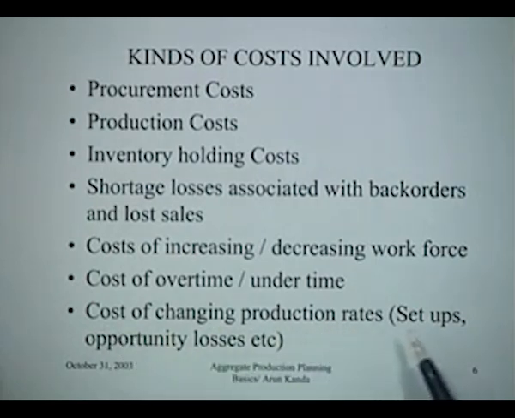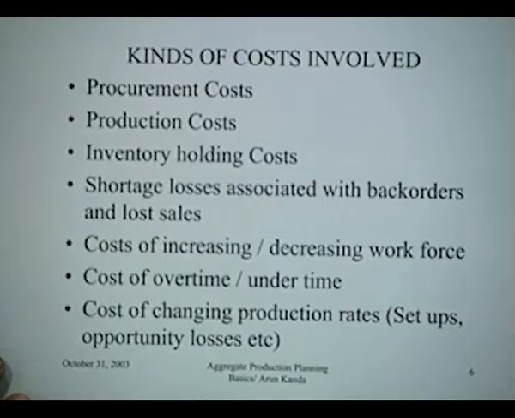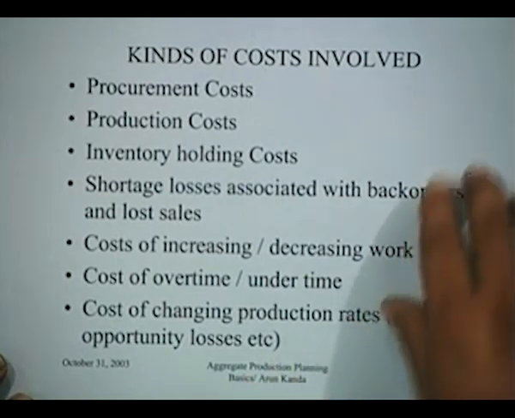What can happen is that there could be setups, there could be opportunity losses, etc., and these are the costs of changing the production rate. For instance, if you are producing at a certain level in the month of January and you decide to change the production rate in February, it would either mean that you have to change some setups, make some new adjustments in your plant, and that's the kind of setup cost that you have here, or there could be some kind of opportunity losses as a consequence of these kinds of decisions.